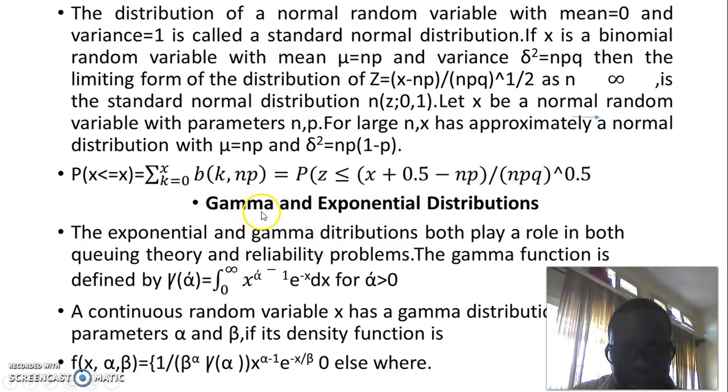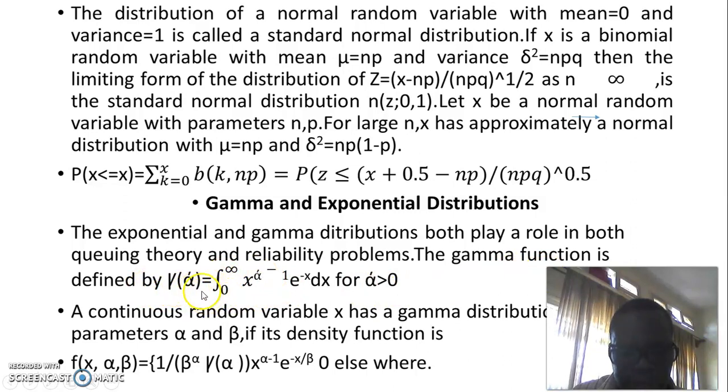Okay, so gamma and exponential distribution. What is a gamma distribution and what is an exponential distribution? Exponential and gamma distributions play a role in queuing theory and reliability problems. This is where they are applied. They are useful in queuing theory, queues like long lines, for example in a bank or in a print job, and in reliability problems.